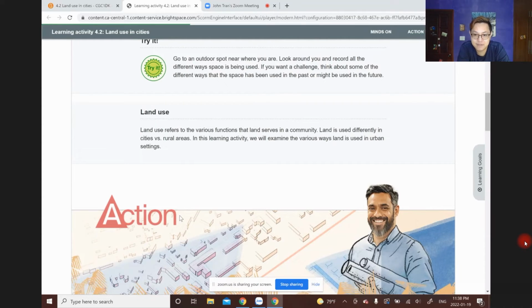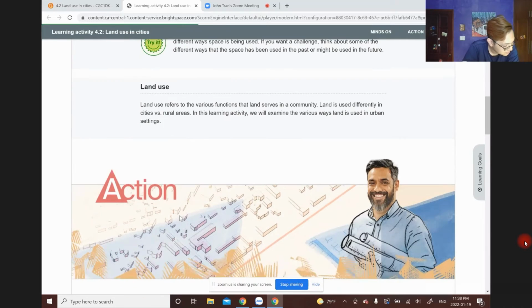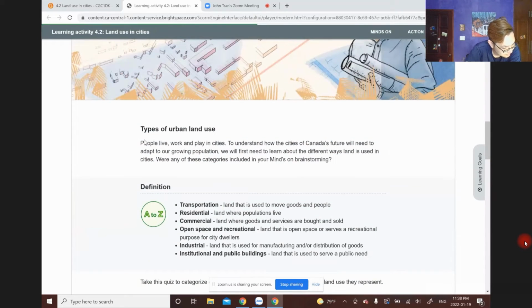Okay, let's go downstairs. After urban land use, people live, work, and play in the city. To understand how the cities of Canada's future will need to adapt to our growing population, we will first need to learn about the different land uses in a city. Were any of these categories included in your brainstorm?